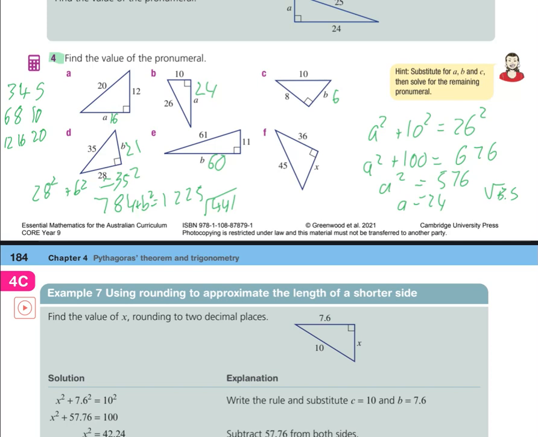36 squared is going to be 1296. So we're going to have to end up taking that away from 45 squared, 2025. What's left will be the x squared. So 2025, take 1296, gives me 729 is x squared. And then I just need to square root that. 27. The 27 would be the answer for that one there.